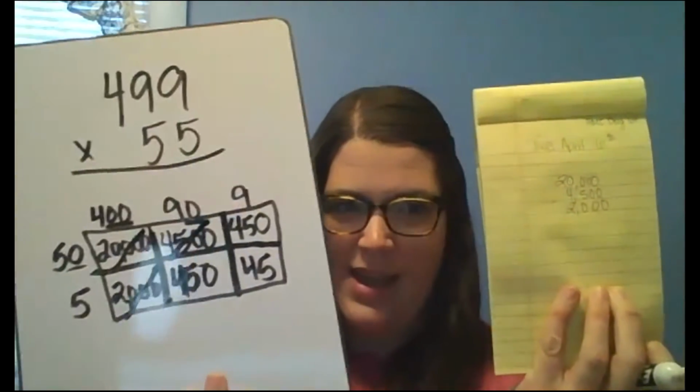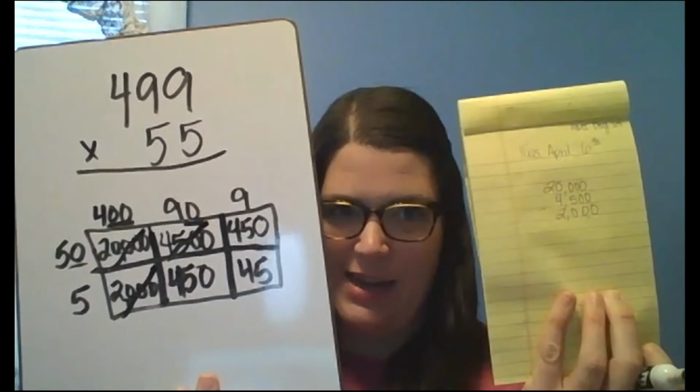So I'm writing my problem on this piece of paper, and I'm marking each one off as I write it down, so I don't write one more than once. Keep track of what you do. 450. Then we have another 450. Let me mark both of those off. And then 45.